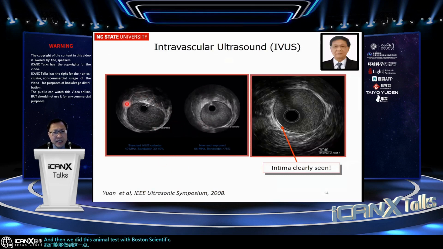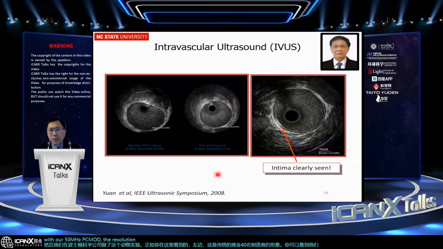As you can see here, the left side is the conventional commercial 40 megahertz image. And with our 50 megahertz PC-MUT, resolution-wise, I hope you agree with me, we have better resolution. This is a swine model imaging, but this pig was pretty healthy. We were able to see the intima layer clearly. There was no plaque built up.